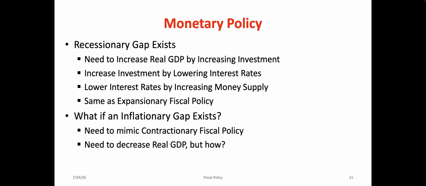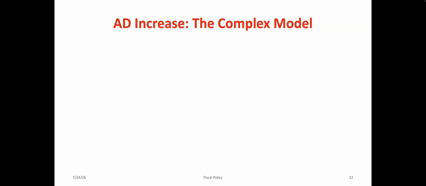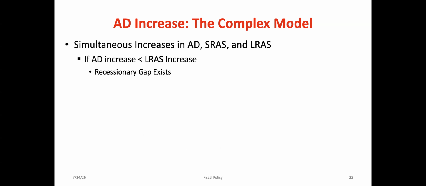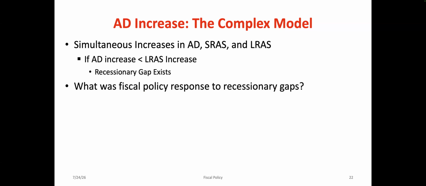We're now going to go to a little bit more complicated situations. Okay. So here we're going to combine some of the things we talked about in module 9 with module 11. So let's say we have a simultaneous shift in everything: short run supply, long run aggregate supply, and aggregate demand. If that aggregate demand increase is less than the long run aggregate supply increase, we said we're going to end up with a recessionary gap. So I'll draw this out for us in a second, but that's going to be the resulting impact. So if we had a recessionary gap, what did we do?